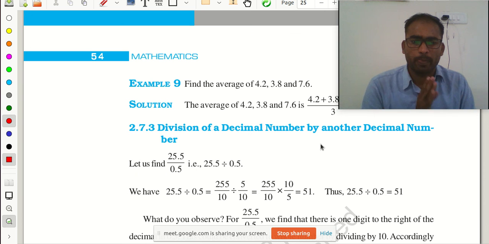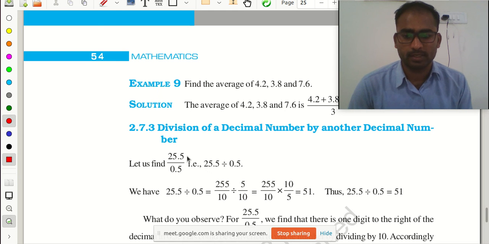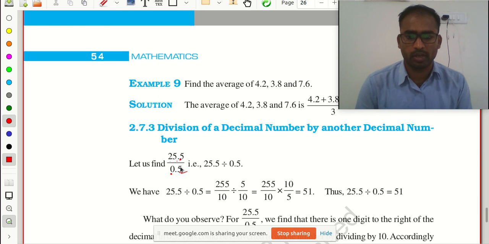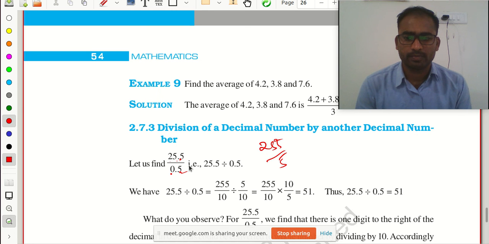Okay. Now division of a decimal number with another decimal number. This is also very simple. See here, you need to learn where to put the decimal point for the resultant answer. See here, 25.5 is there, and 0.5. After the decimal only one number is there in each. So this I can write as 255 divided with 5 now. Simple, if I remove the decimal. How can I remove the decimal?